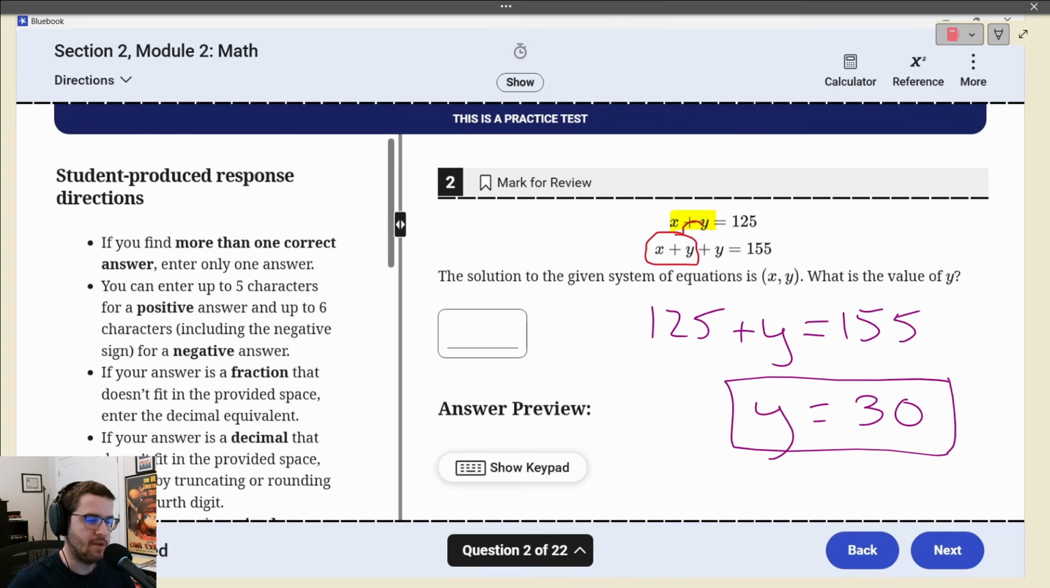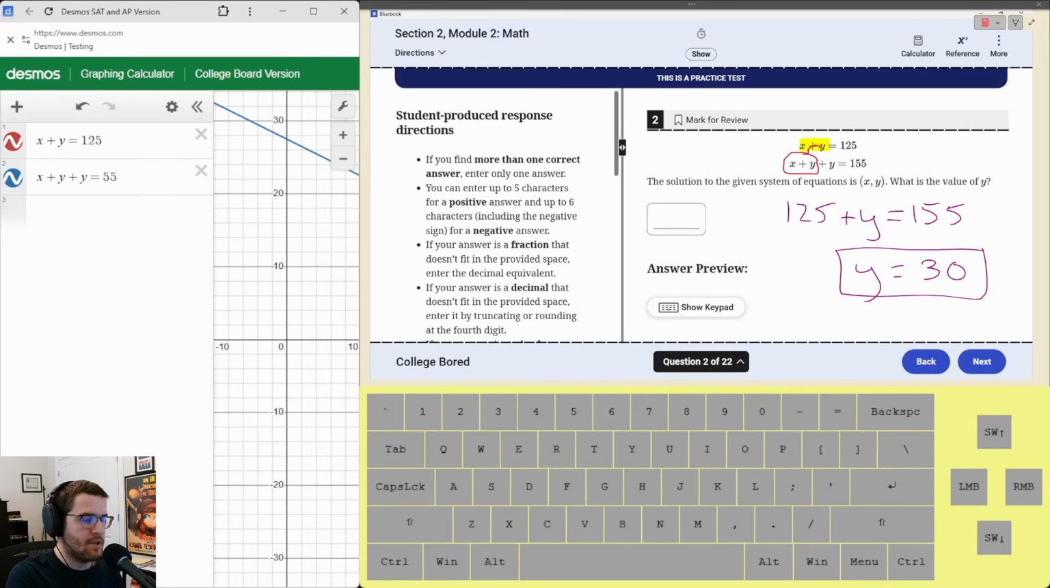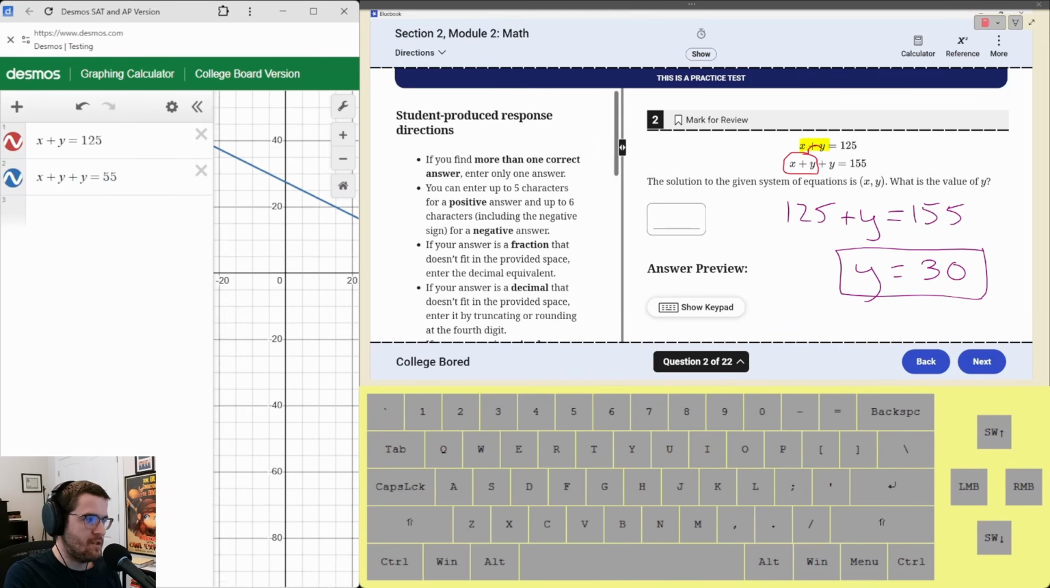We can also do this one entirely on Desmos, so let's go do that. All right, so all I did was type these two equations in. I don't really see where they meet, so I'm going to zoom out.